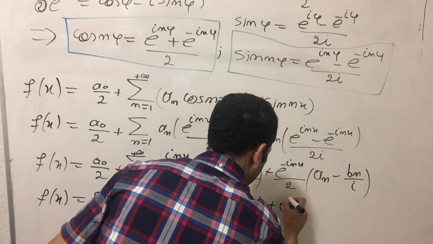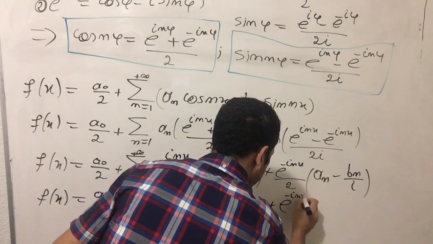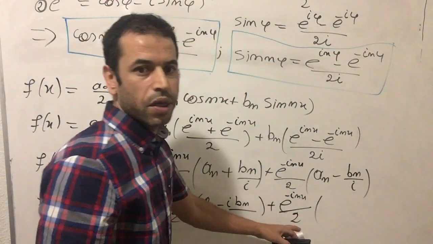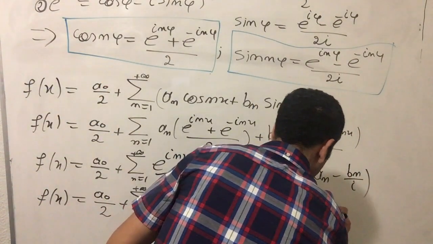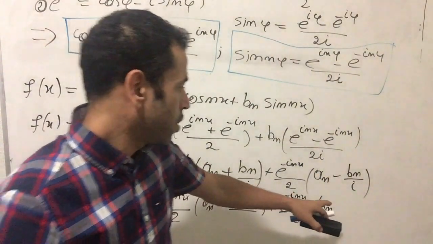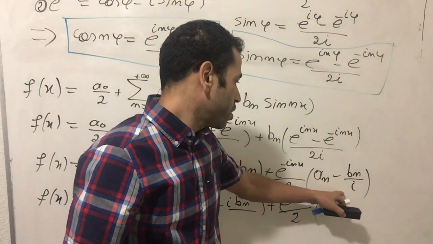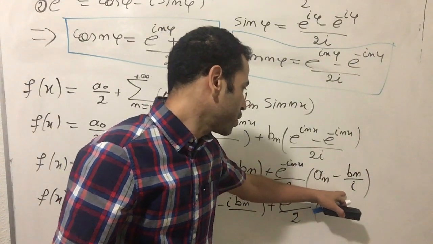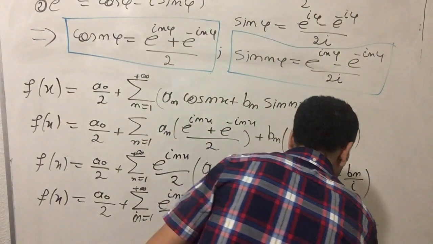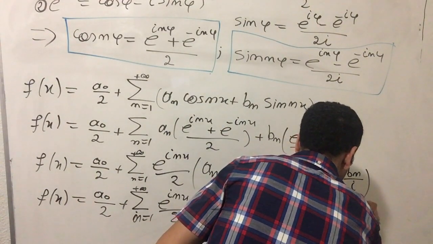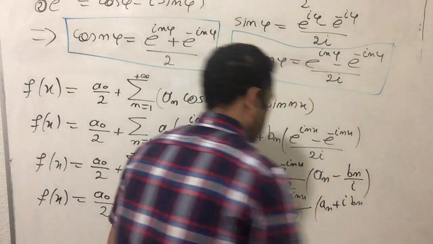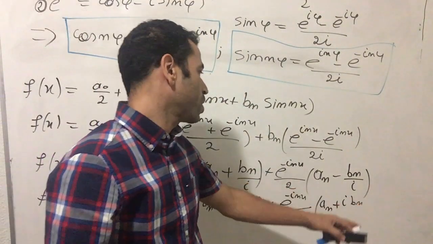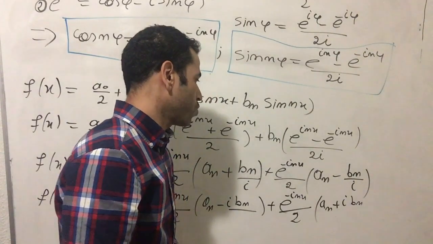I will have the same thing with the second term. So I will have e to the minus i n x over 2 multiplied by a sub n. I'm going to multiply numerator and denominator by minus i, as a complex number giving me plus i b sub n over 1, because i multiplied by i is giving me minus 1. With the minus 1 it becomes 1.